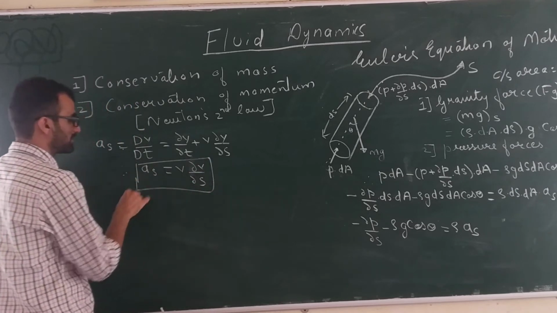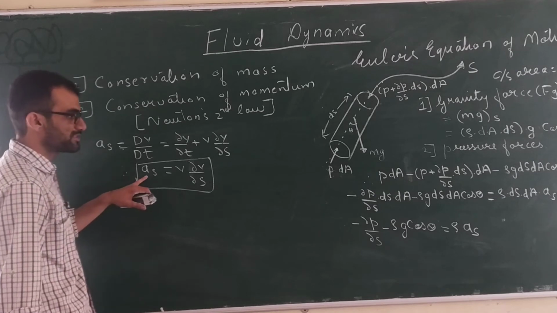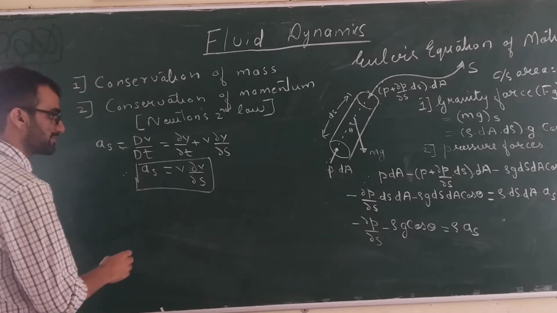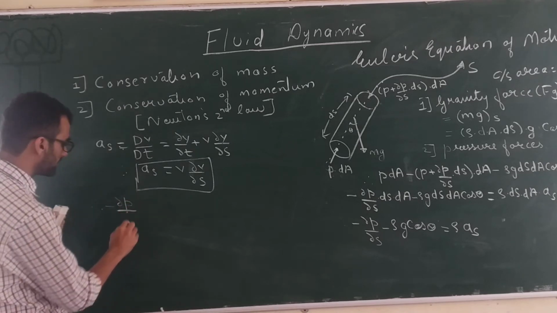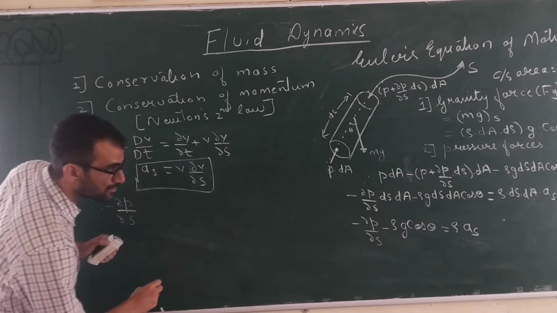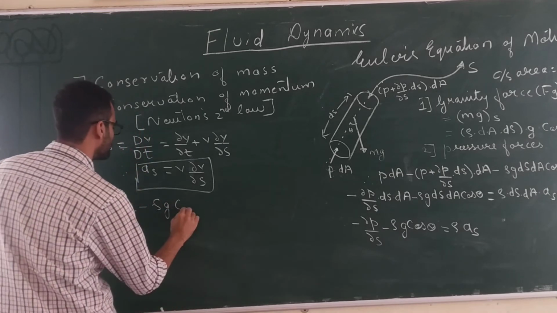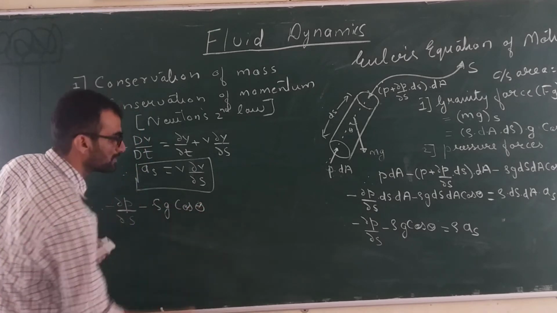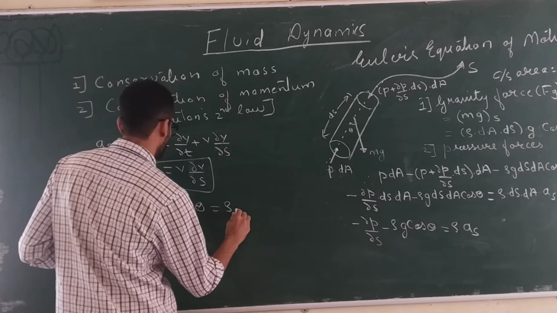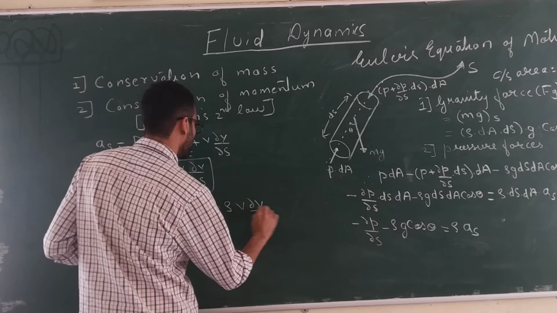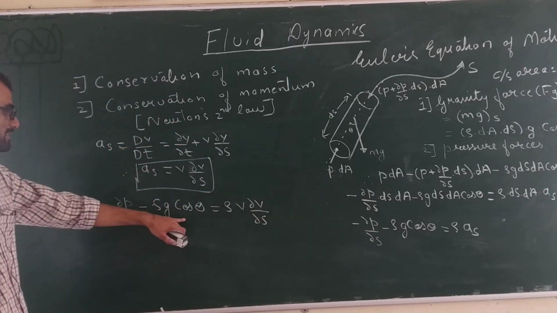So only convective acceleration is present in this flow. Now just put this value of acceleration in the equation which we have derived. So we are getting minus del p by del s minus rho g cos theta equal to rho into v into del v by del s. This we are getting. Okay, now cos theta we can replace.